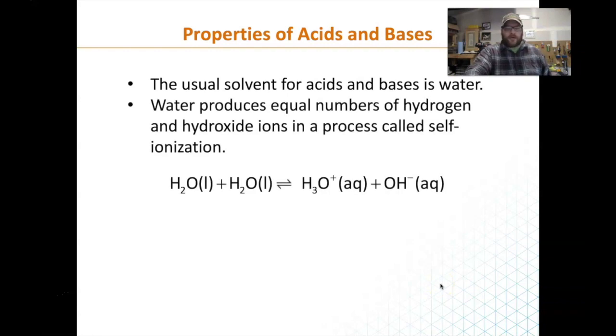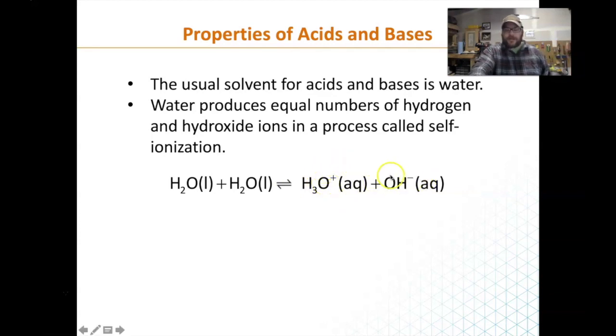So if we take a look at water, let's say we just have a glass of water here. Those water molecules will actually interact with each other, and there is a little bit of an equilibrium going on there. And so you're going to form what's called a hydronium ion. This is basically just water, H2O, plus an extra hydrogen ion, that H plus ion attached to it. So a lot of times you'll actually see this just written as H plus instead of H3O plus. This is showing the actual hydronium ion, but it's just an extra hydrogen on the water.